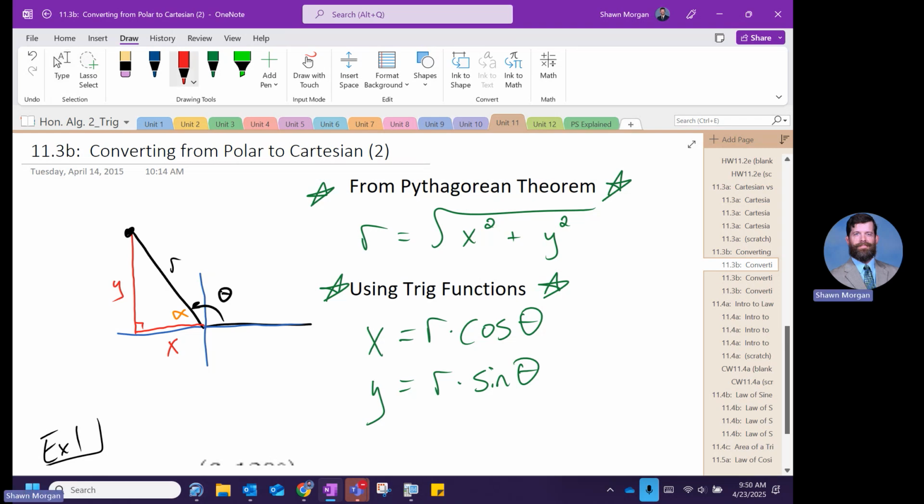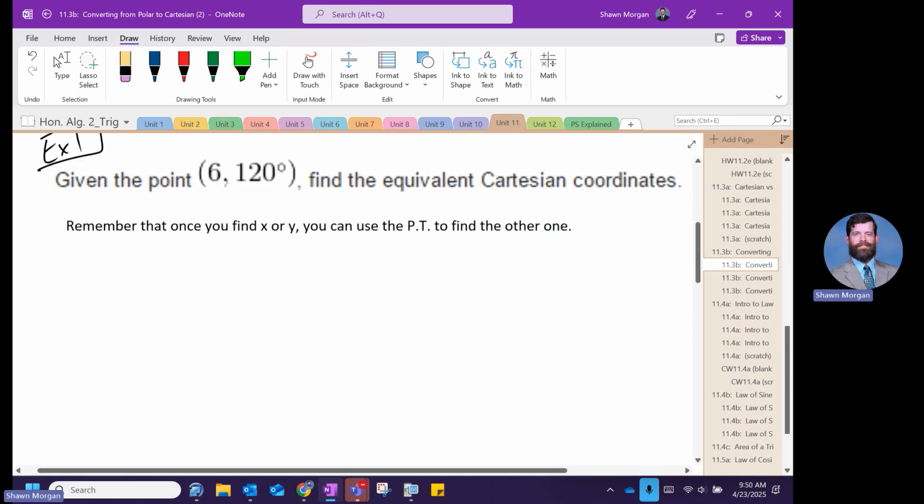cosine of my angle? I would look at this reference angle. I'd say cosine is adjacent over hypotenuse. So cosine of theta equals x over r. I can multiply both sides by r and get x equals r cosine theta. So that's how that is derived from your SOHCAHTOA and your right triangle trick. All right, now we're going to practice using these formulas.